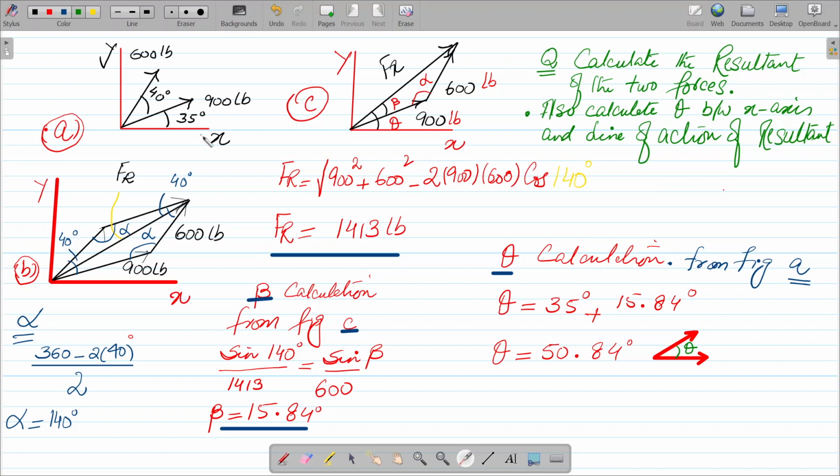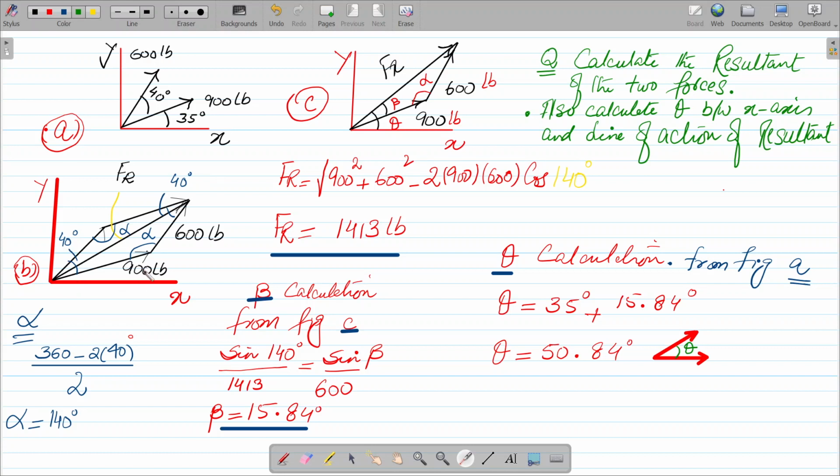Okay, so how will we proceed? We have to solve this problem not through rectangular component methods but through the parallelogram law of forces. So let's start. We have a 900 pound force and a 600 pound force. The angle between them is 40 degrees, and the 900 pound force is making an angle of 35 degrees with the x-axis. So when starting this problem, we have to formulate a parallelogram, as we have to calculate the angle by use of that.